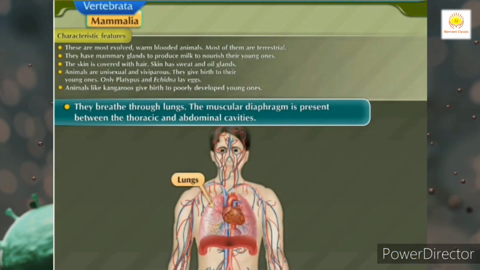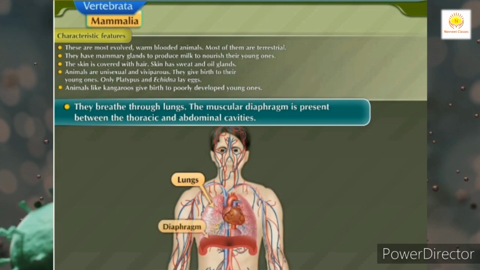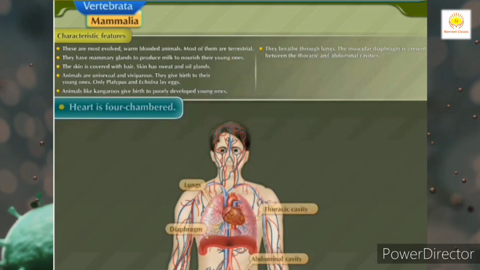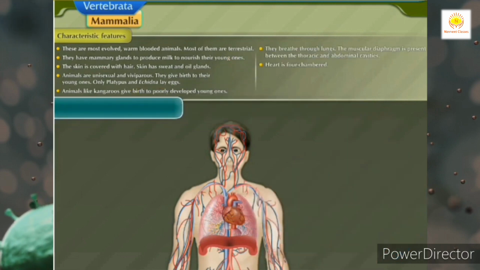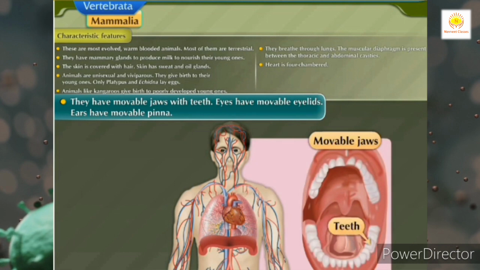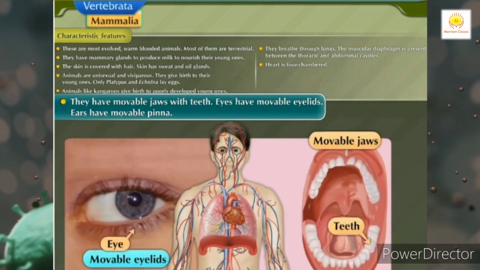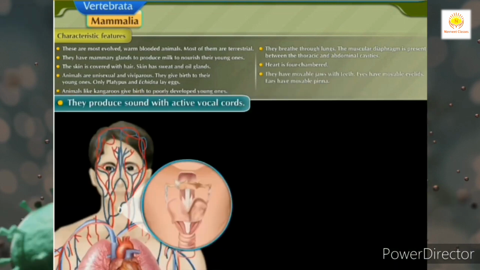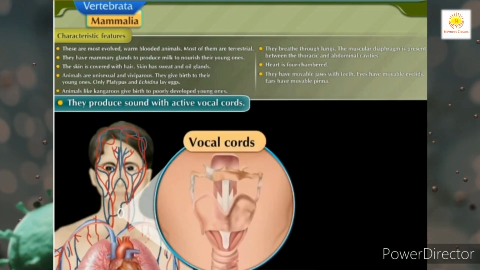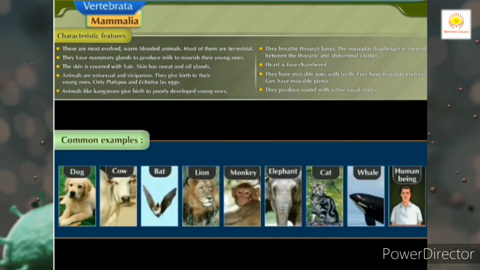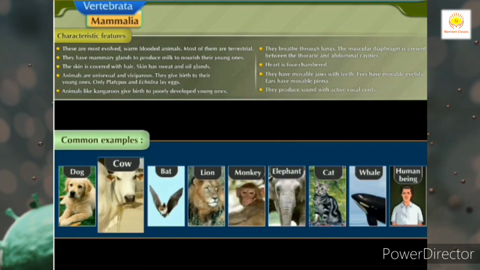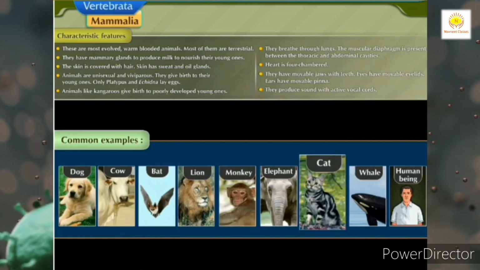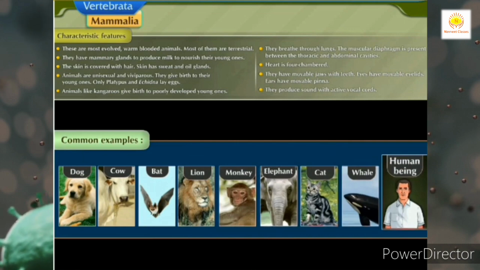They breathe through lungs. The muscular diaphragm is present between the thoracic and abdominal cavities. Heart is four-chambered. They have movable jaws with teeth. Eyes have movable eyelids. Ears have movable pinna. They produce sound with active vocal cords. The common examples of this class are dog, cow, bat, lion, monkey, elephant, cat, whale, and human beings.